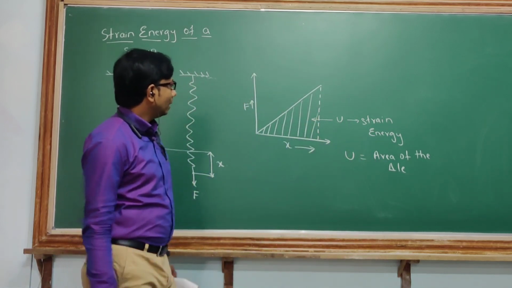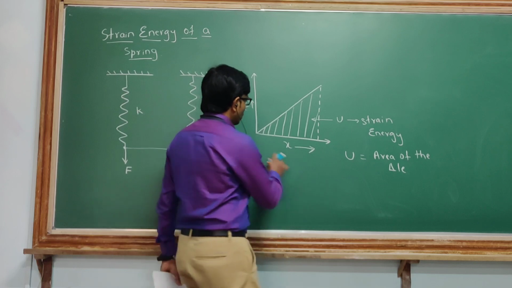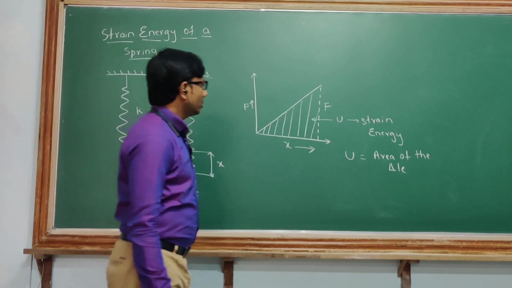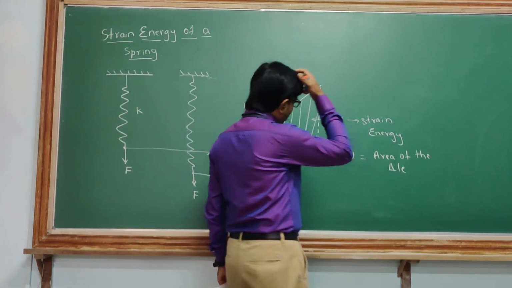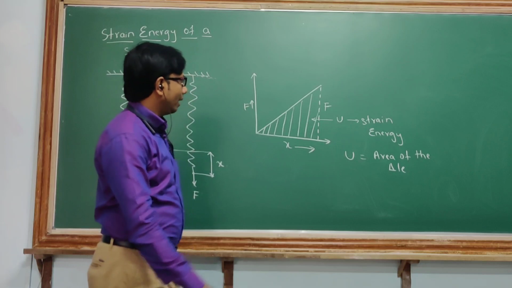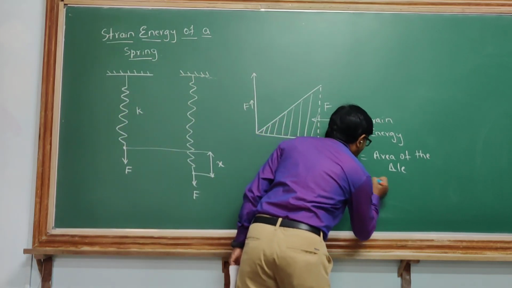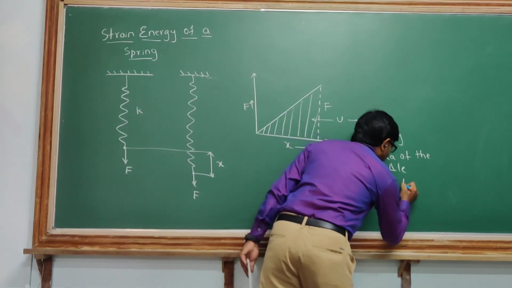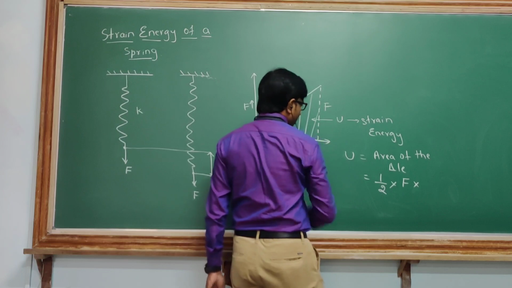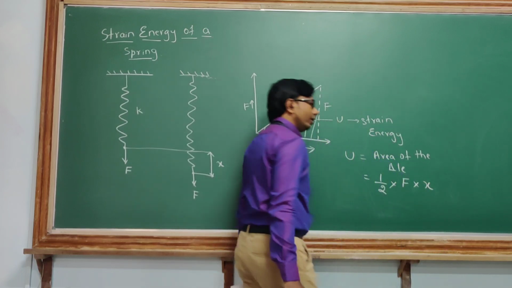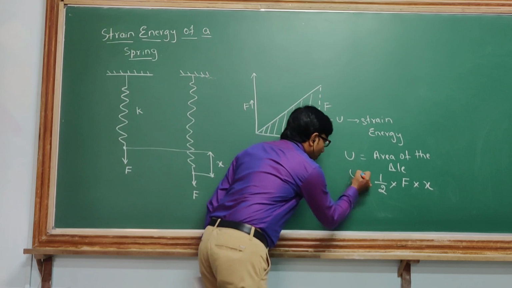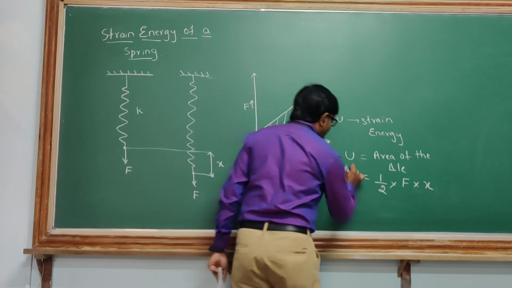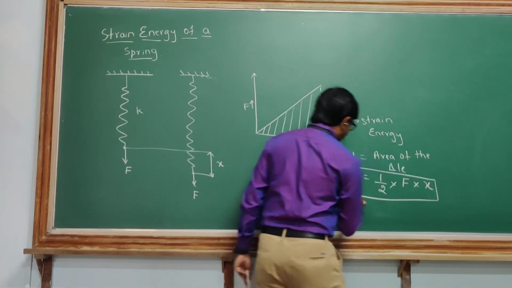So I will calculate the area. I know the magnitude: this is X, and this will be the force of a certain magnitude. So what will be the area of the triangle? Half into base into the apex, apex meaning the height. So half into height, which is F, into base, which is X. So half into F into X will be the strain energy. We can still modify this particular value of strain energy.